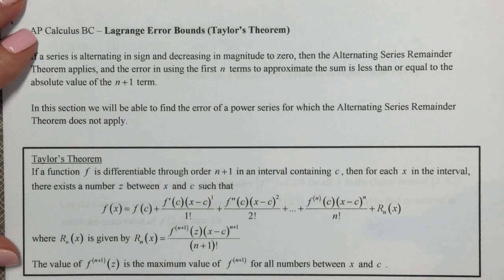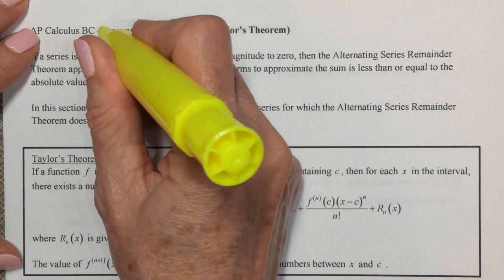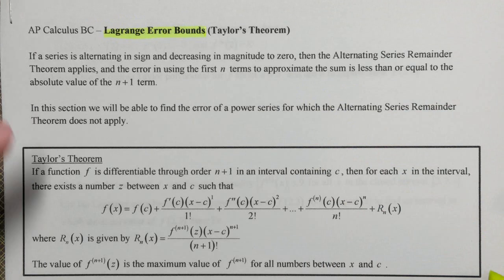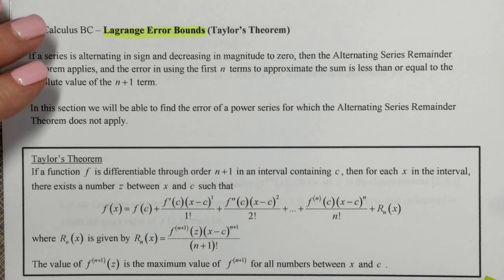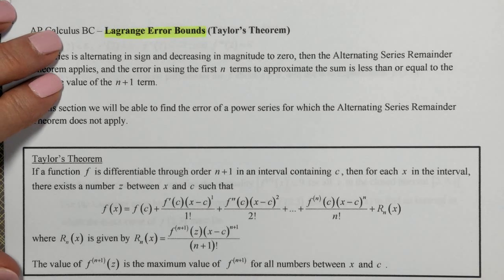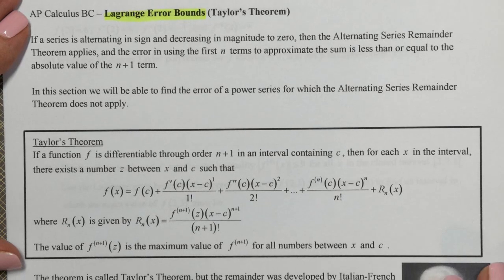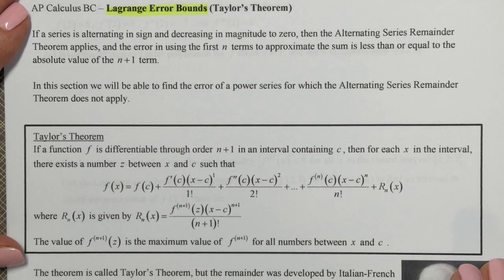But for this particular section, we will be looking at what happens if our series is not alternating in sign, decreasing in magnitude to 0. We will still be able to find an error bound, an upper bound for the error, using Lagrange error bounds. Okay, it was a long-winded intro to this.